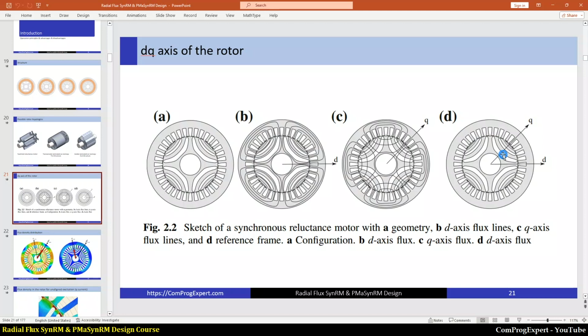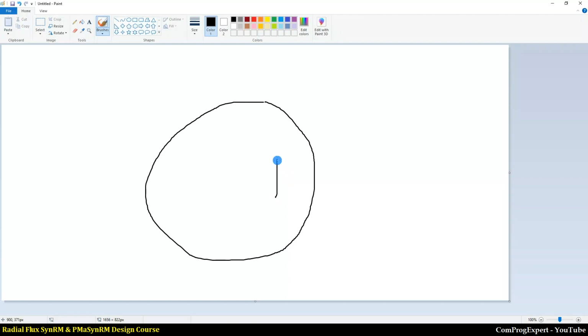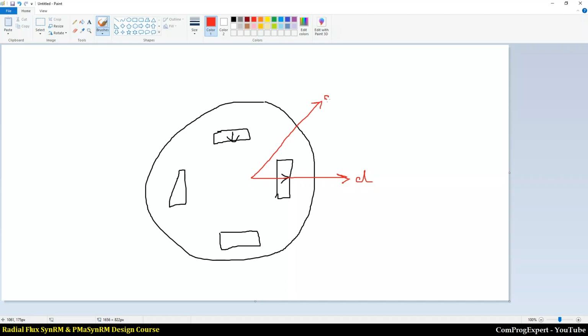This is different from the common reference that we are using for the IPM motor, for example. In an IPM motor, this is the rotor. This is one permanent magnet, another one, and another one. So this is, for example, the direction of the magnetization. And in an IPM motor, we consider this as the d-axis and this as the q-axis.